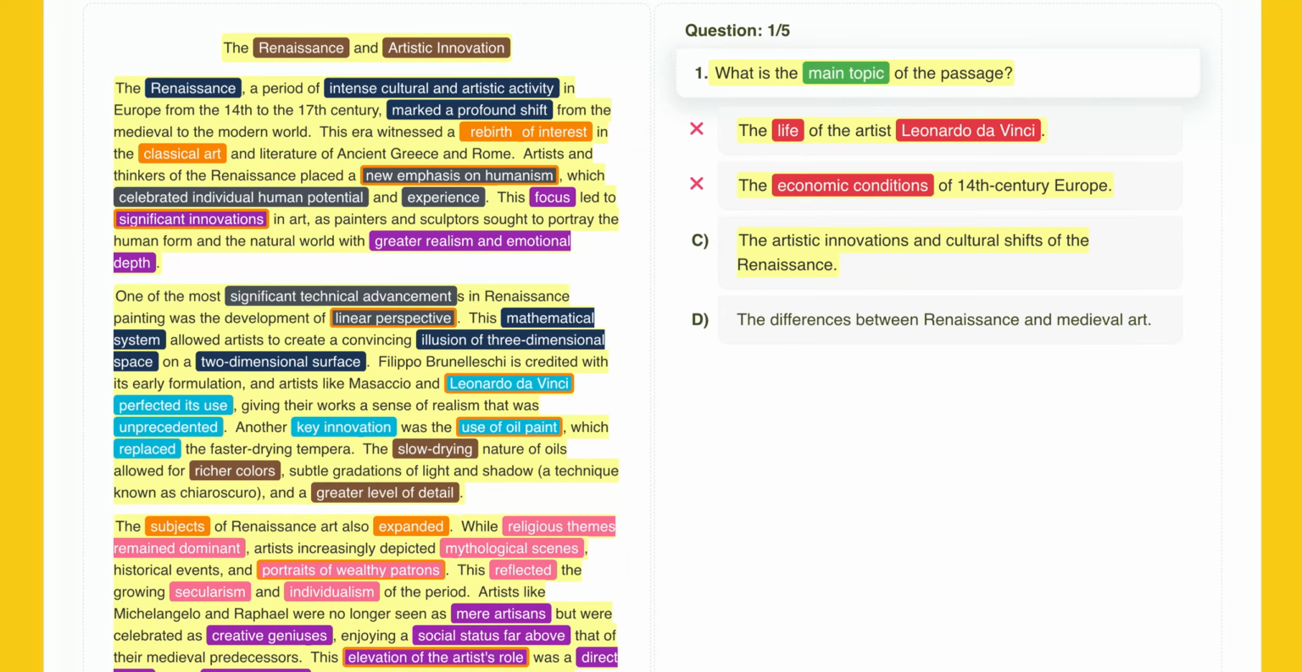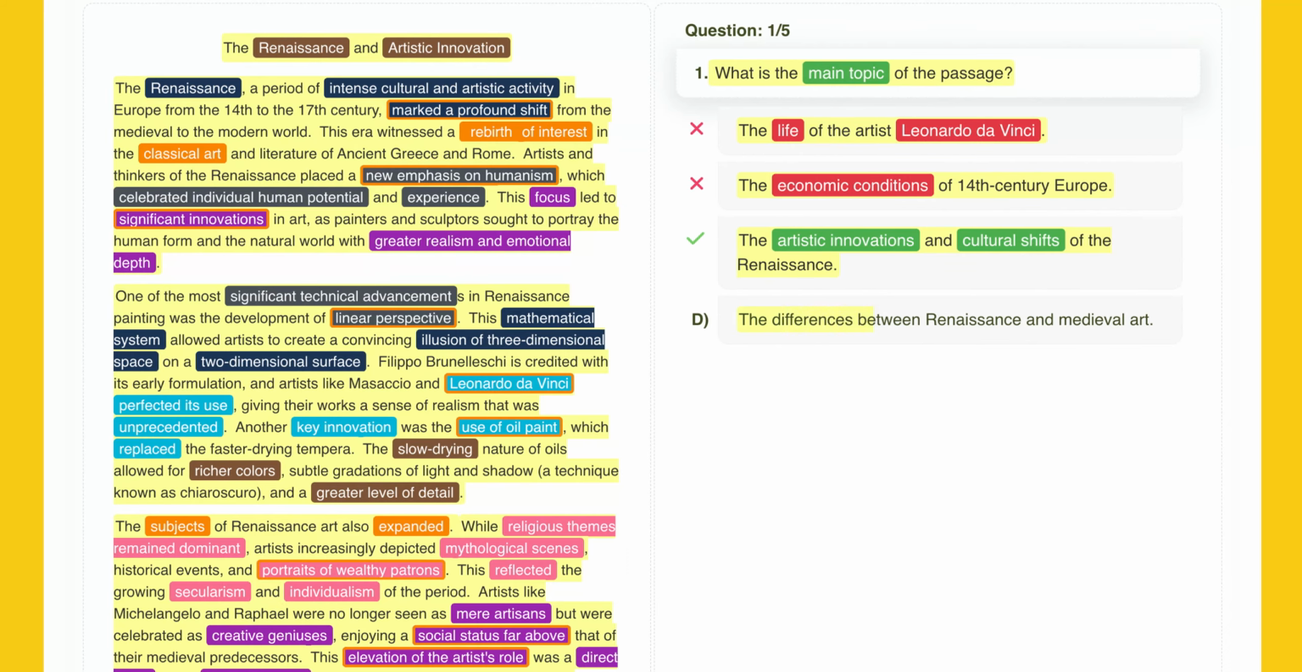Now let's evaluate option C, the artistic innovations and cultural shifts of the Renaissance. This option hits the nail on the head. It mentions artistic innovations, which we saw in the discussion of linear perspective and oil paint. It also includes cultural shifts, which matches the profound shift and the change in social status described in paragraph 3. It covers every major point of the passage. Correct.